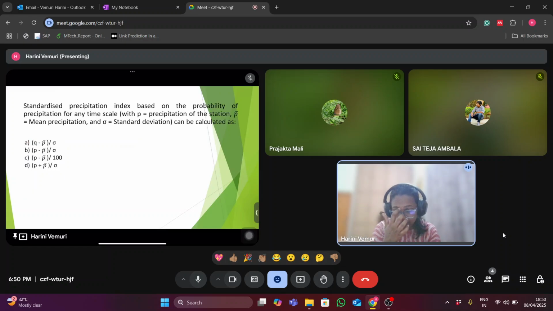The next question: the standardized precipitation index is based on the probability of precipitation for any time span. So we have the written formula SPI is equal to (P minus P bar) by sigma. P is the precipitation at the station, P bar is the mean precipitation, and sigma is the standard deviation. So the answer is option B.